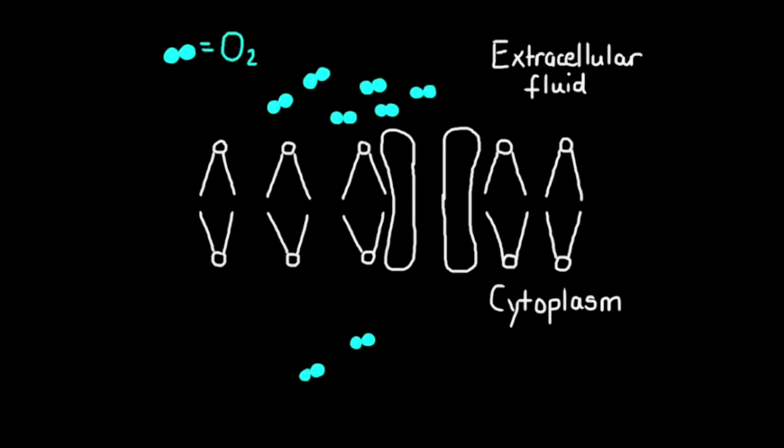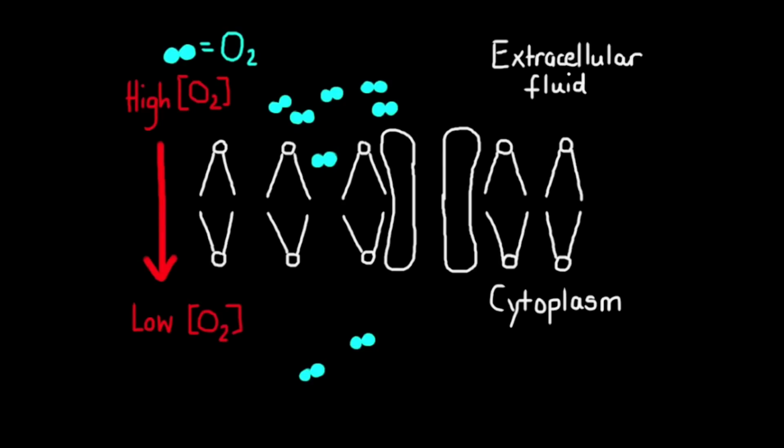Simple diffusion is defined as molecules moving from a region of high concentration to a region of low concentration. In the example shown here, we have a high concentration of oxygen in the extracellular fluid and a lower concentration of oxygen in the cytoplasm. And so oxygen is moving from the higher concentration in the extracellular fluid to the lower concentration in the cytoplasm.